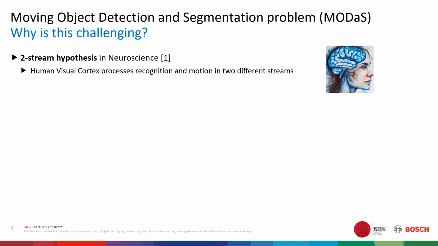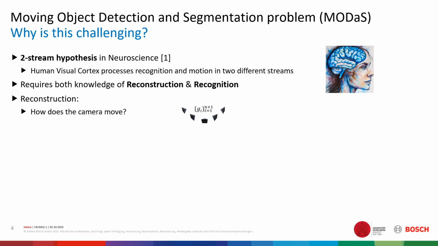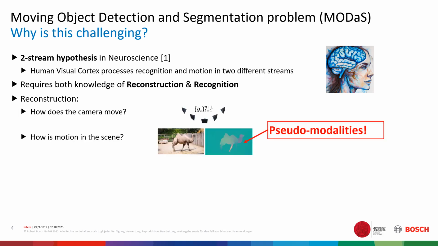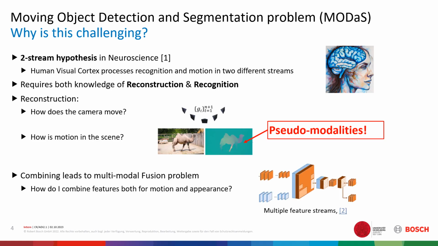We could use the video stream directly to solve this. However, this turns out to be very challenging, especially when seeing unknown objects. Similar to the two-stream hypothesis in neuroscience, which states that humans use both recognition and motion in two different streams to process incoming data, we use both knowledge of reconstruction and recognition to make the task easier. We therefore create additional what we call pseudo-modalities like optical flow or 3D scene flow. Note how moving objects get much more easily revealed in a motion map like optical flow. This leads to a multimodal fusion problem, where we combine motion and appearance features for a robust segmentation.